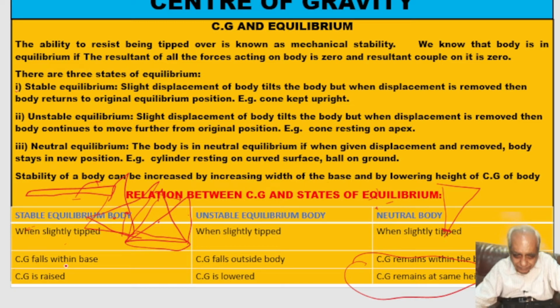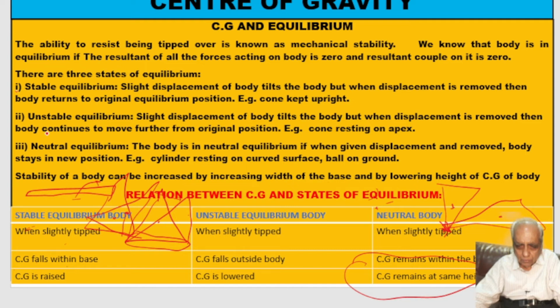So these are the characteristics of an unstable body. And in a neutral body the height will remain the same. So it will be within the base, height will remain the same. So even if you remove the force, it will remain in the same position, because the positions are identical, similar. So this is how the stability of a body relates to equilibrium. So these are called three states of equilibrium: stable, unstable, neutral.